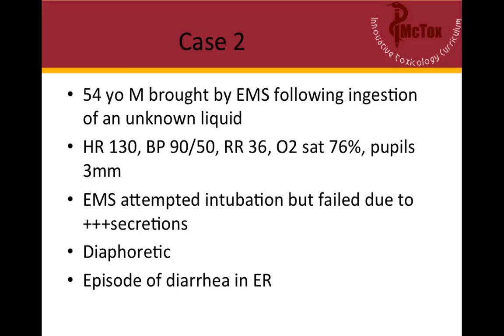This is a case of a 54-year-old man brought to the emergency department following the ingestion of an unknown liquid. His heart rate was 130 beats per minute, blood pressure 90/50, respiratory rate 36, oxygen saturation 76% on room air, and pupils 3 millimeters. There were several unsuccessful attempts at intubation en route to hospital because of the excessive amount of secretions. He arrived very wheezy with the nasal cannula in place. He was also noted to be diaphoretic and had an episode of diarrhea in the emergency department. What toxidrome is this, and what types of exposures could produce this clinical picture?